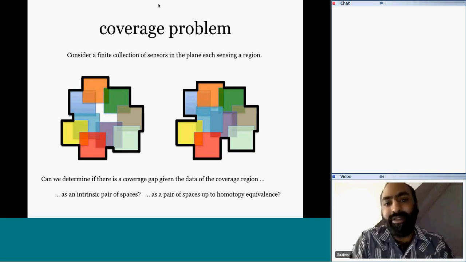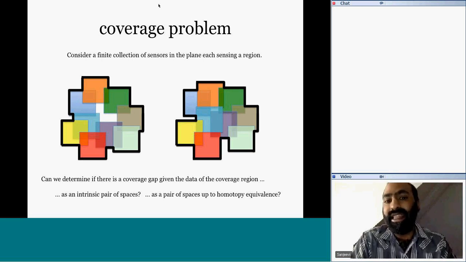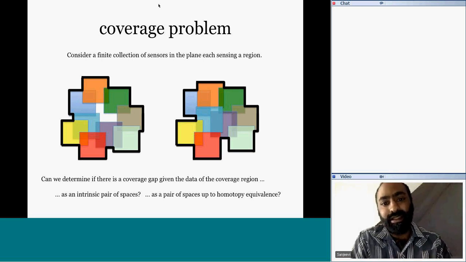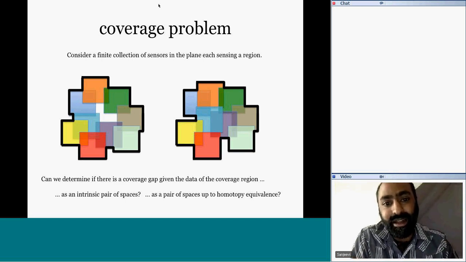To make sense of this question, we have some sort of fence describing the outer region, and we ask: inside, do my sensors completely cover what's going on? An example where we have a coverage gap is given on the left side, and one without a coverage gap is given on the right side. This can be tautological or not, depending on what kind of information you have about the sensing regions. If you know them as subsets of R2, this question is almost tautological. I'm just asking, is the complement of the coverage region inside some sort of Jordan curve describing a fence empty or non-empty? Okay, that's not a very interesting question.